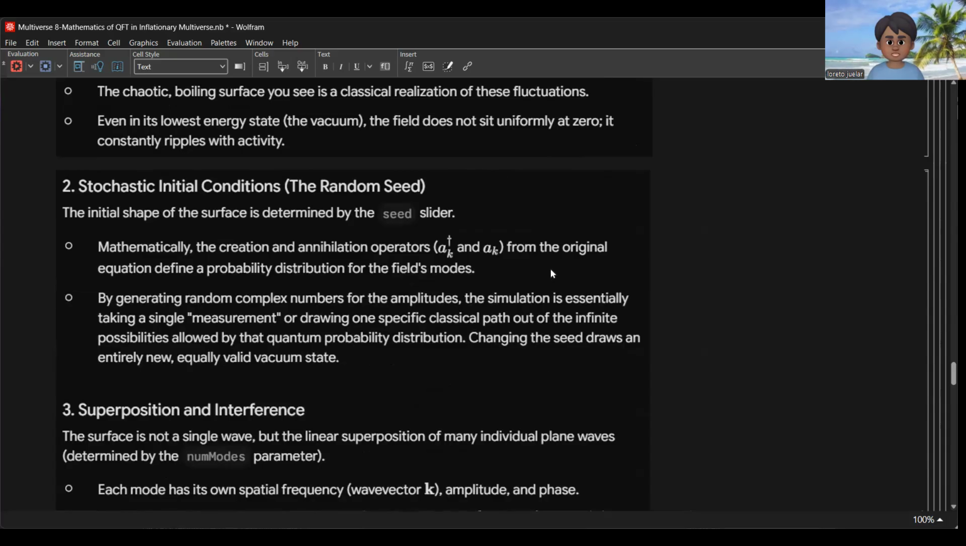Then for number two, stochastic initial conditions. The initial shape of the rippling surface is determined by a random seed. Mathematically, the simulation uses the creation and annihilation operators to define a probability distribution. By generating random numbers for the wave amplitudes, the simulation draws one specific snapshot out of infinite possible vacuum states.